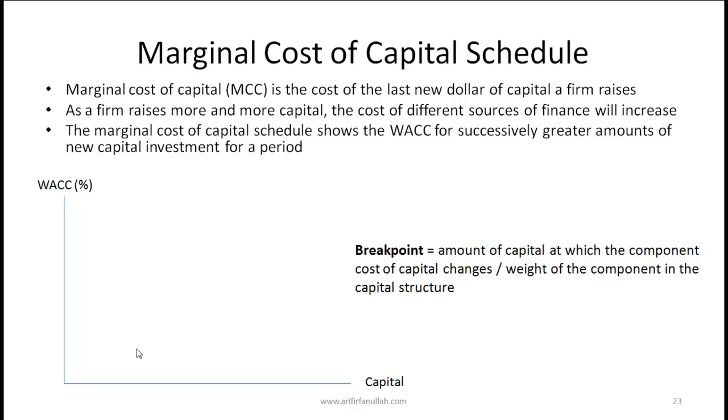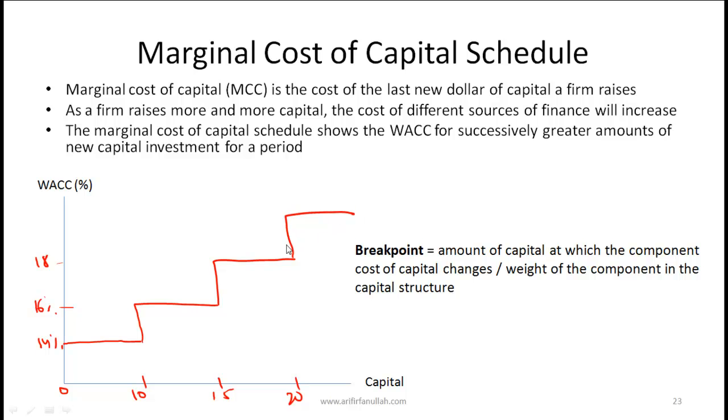So the way you can think of this is as follows. Normally this would be some sort of a step function. We might say that between 0 and 10 million rupees for a given company, the weighted average cost of capital is 14%, and then from 10 to 15 million the cost of capital is 16%, and then from 15 to 20 million the cost of capital is say 18%, and so on.